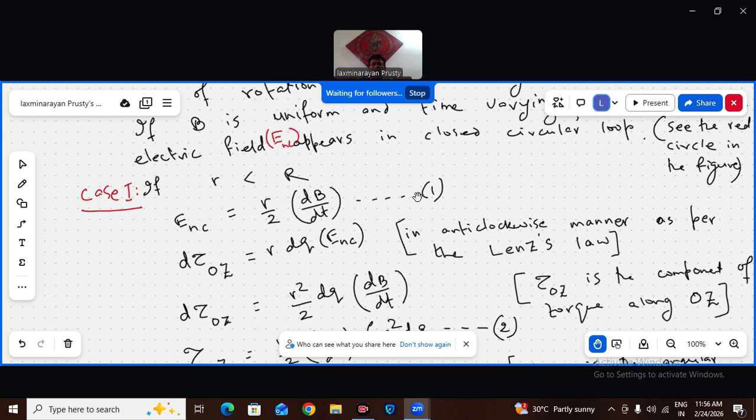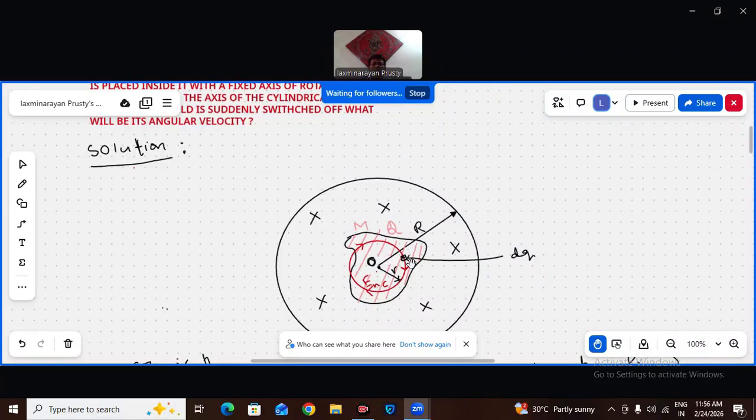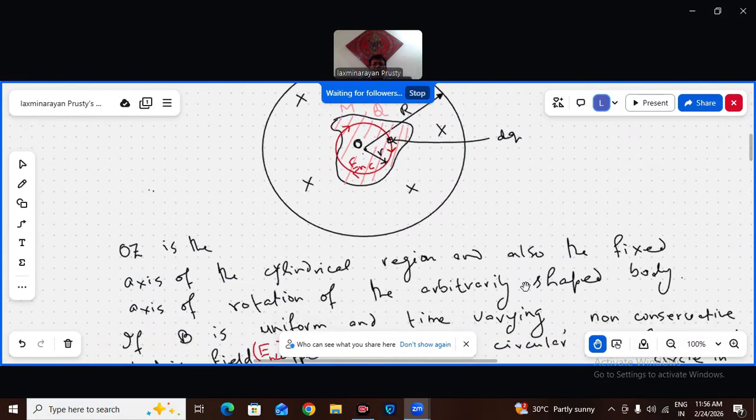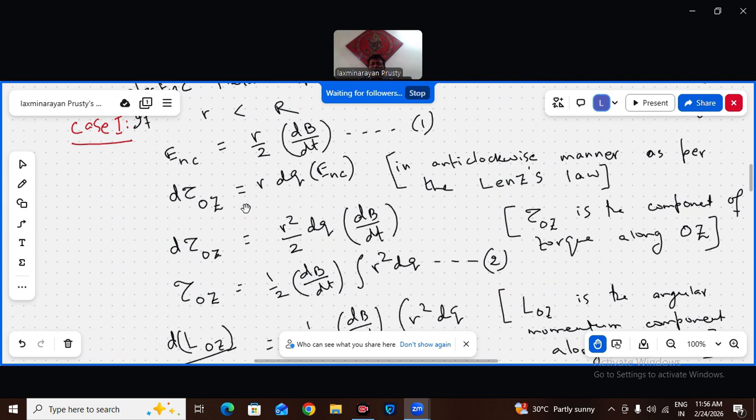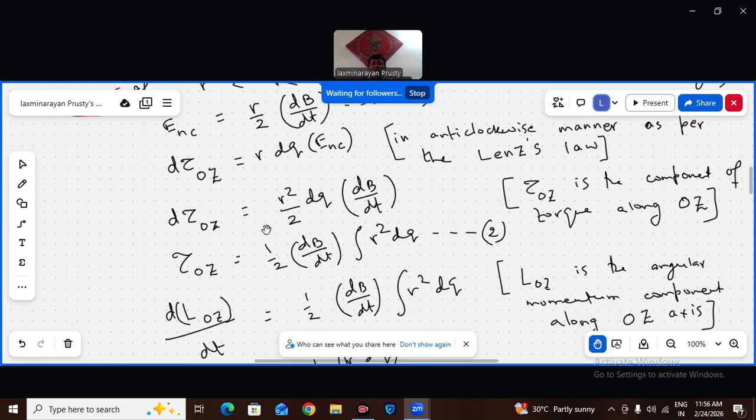Due to that, you take a dq element. So the force will be E_NC into dq, in clockwise manner, and into small r will be r dq into E_NC, the torque component along OZ. So that is r square by 2 dq into dB by dt. This E_NC I wrote here. So torque OZ is the integration of this, r square by half dB by dt into r square dq. I have to integrate. This is torque OZ, the component of torque along OZ.